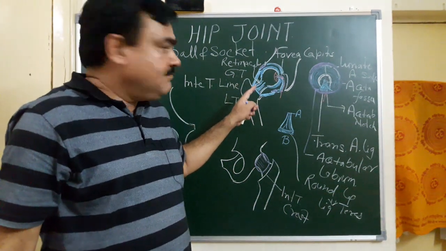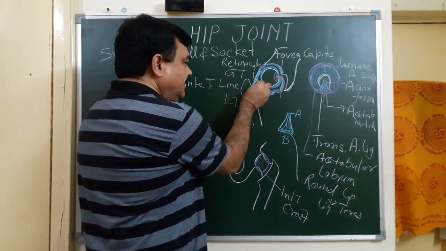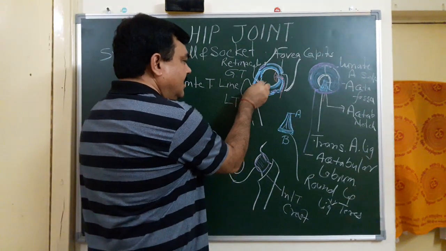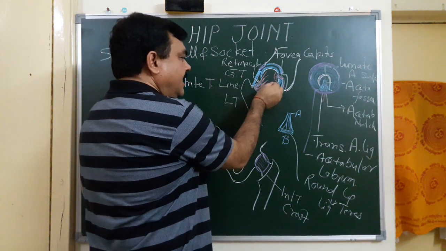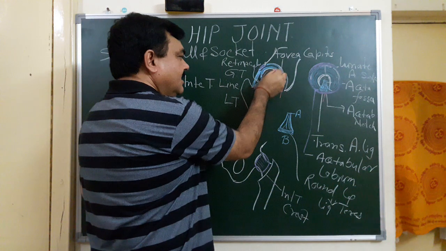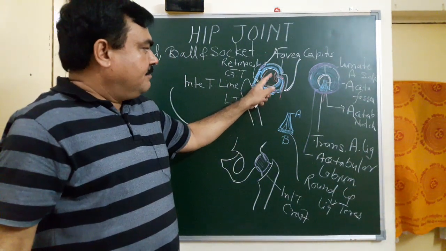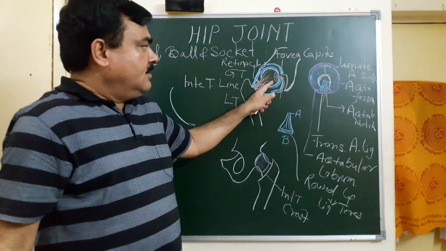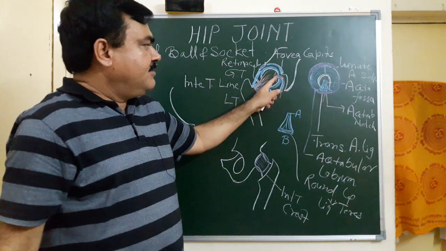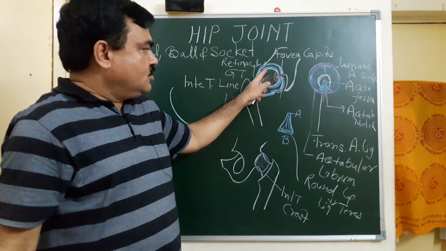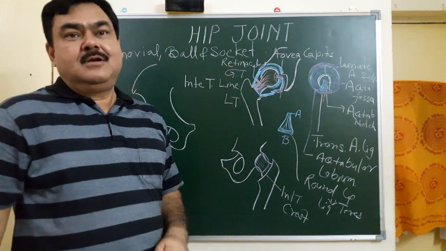Vessels pass between these retinacula and give supply to the neck and most part of the head. That means the part of the head other than that which is supplied by the acetabular branch. So this portion and this portion are supplied by the retinacular branches.